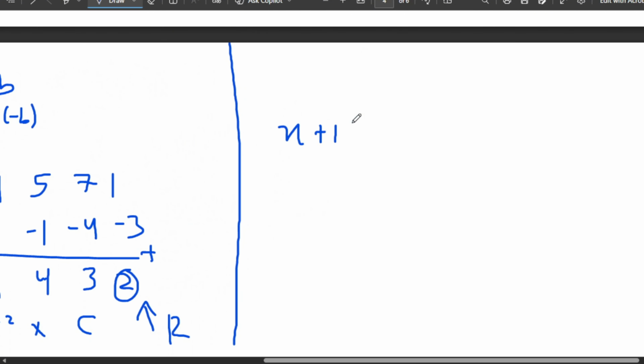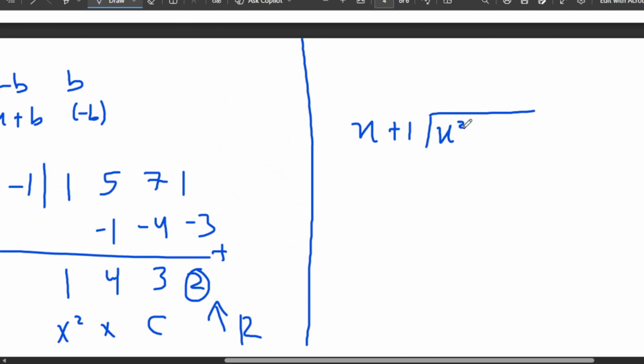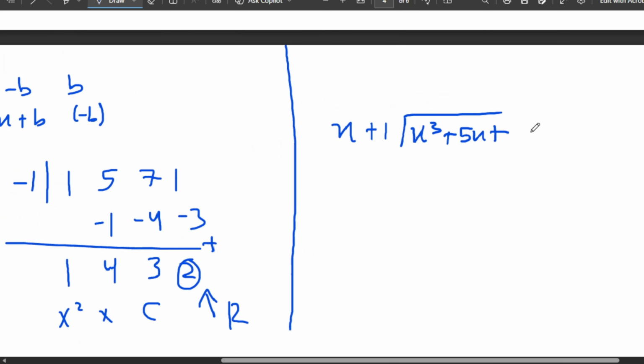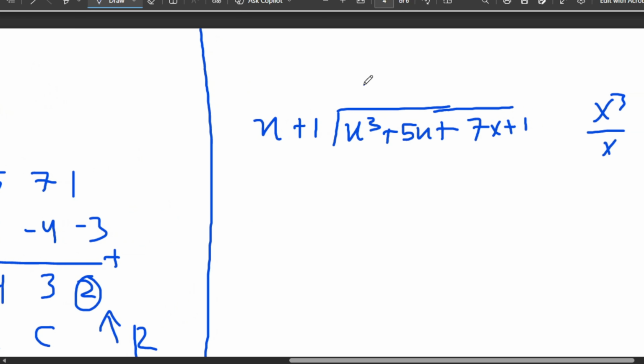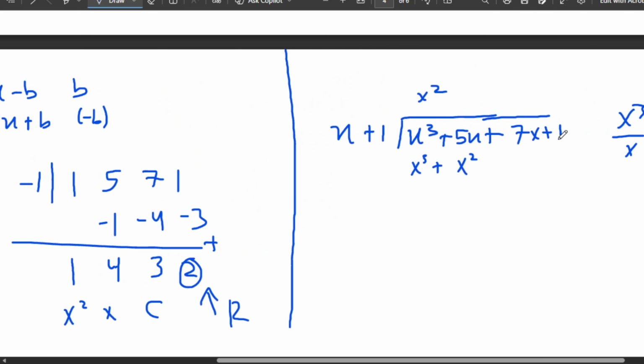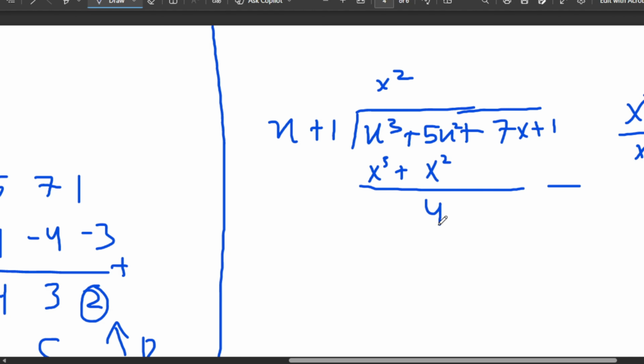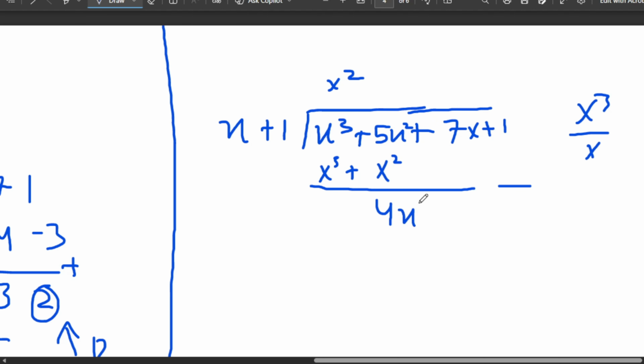So if we have x plus 1, and then x cubed plus 5x squared plus 7x plus 1, we divide x cubed by x, we get x squared, and then we multiply x squared by x plus 1, so x cubed plus x squared. We subtract them, we get 4x squared, and then we divide, 4x squared over x, we have 4x, right? So plus 4x, we multiply 4x by x plus 1, so 4x squared plus 4x.